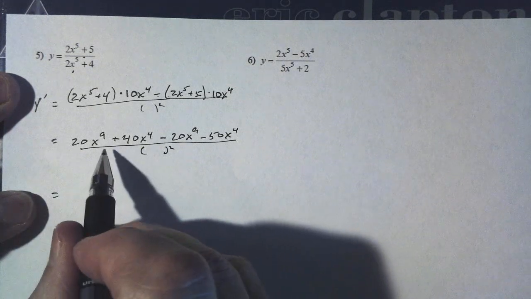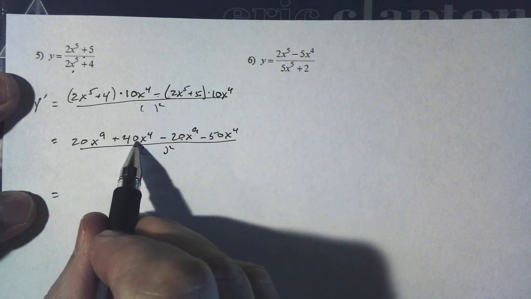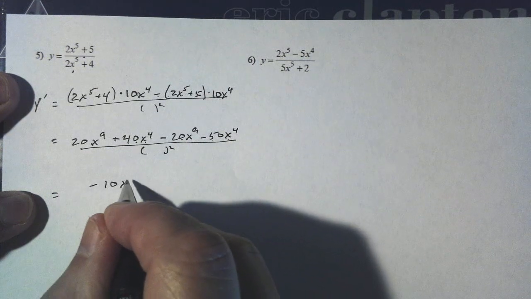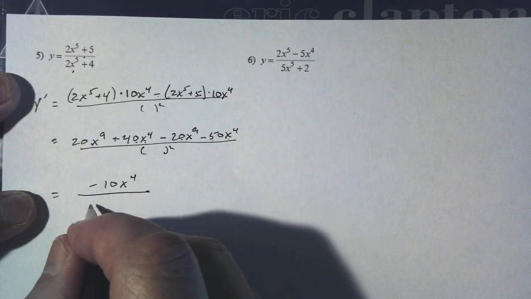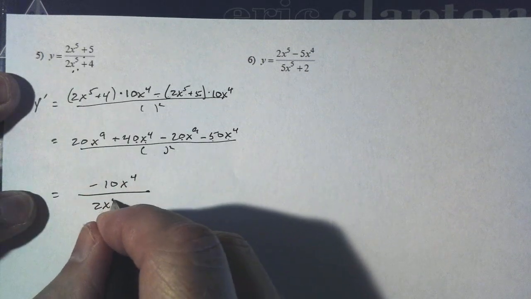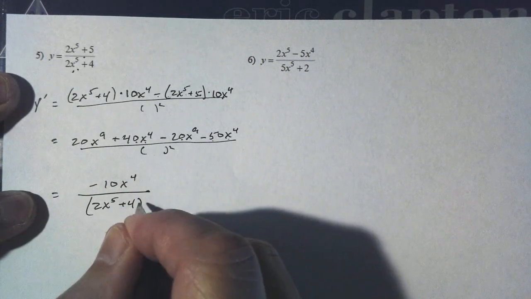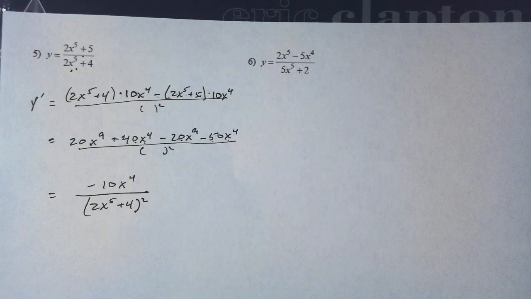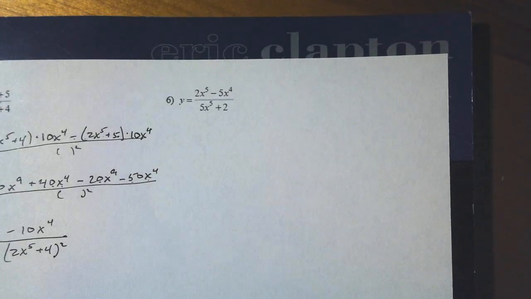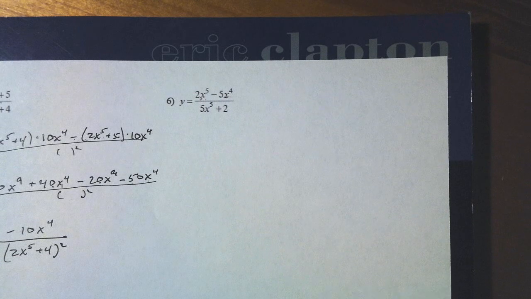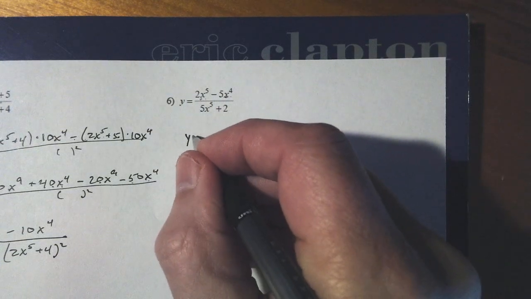So final answer, x to the ninths cancel. 40 of these minus 50 of these, negative 10 of these, all on 2x to the fifth plus 4 squared. And that's it. And that's what we'll be doing in this section. A little bit more is going to be going on with number 6 because I don't have two constants up here, but we're going to go ahead and run through it.